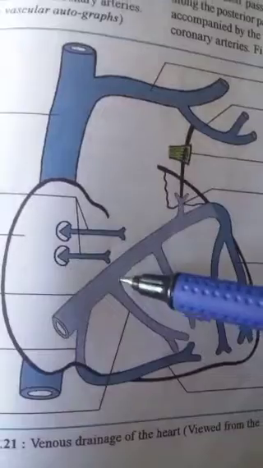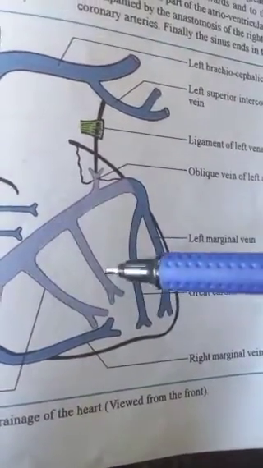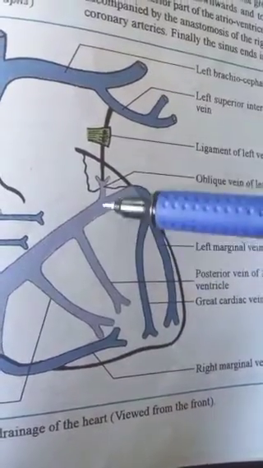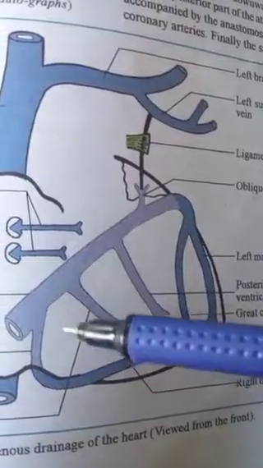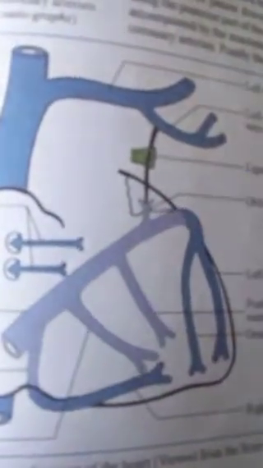middle cardiac vein, small cardiac vein, the posterior vein of the left ventricle, and oblique vein of left atrium. All these 5 tributaries are guarded by valve except the oblique vein of left atrium.